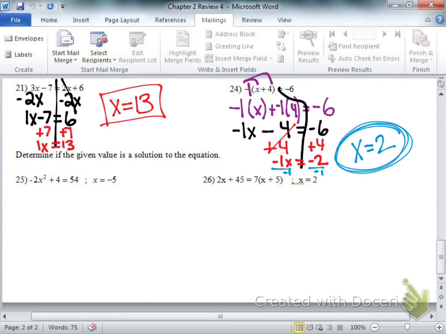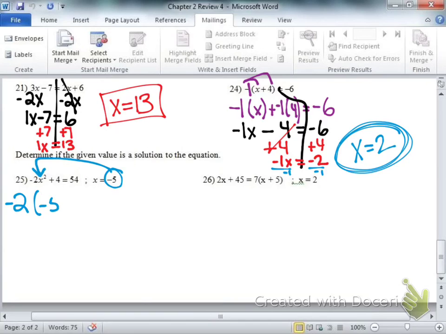Hey, we're almost done. Any questions? All right, the last two are pretty simple. This is where you're just plugging the number in for the variable and deciding if it works. If it works, you say yes. If it doesn't work, you say no.